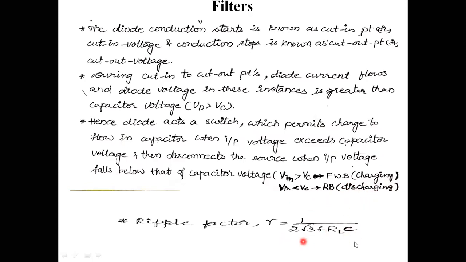This is the ripple factor. Gamma is equal to 1 by 2 root 3 f RLC. Just memorize this term. We will see it in the next class.